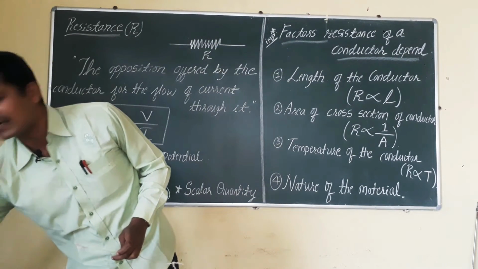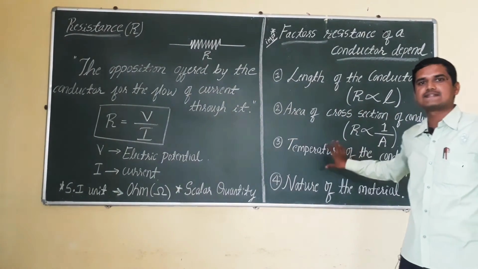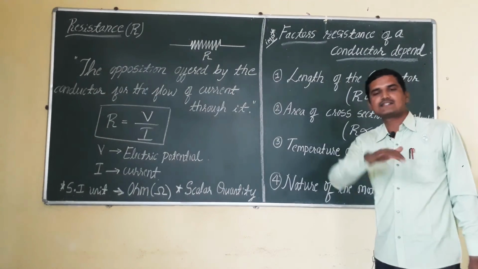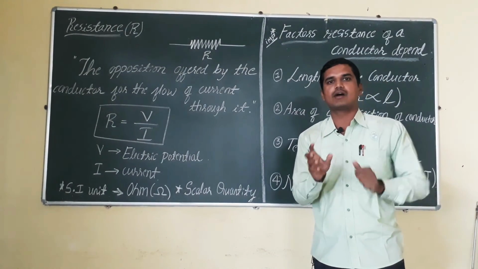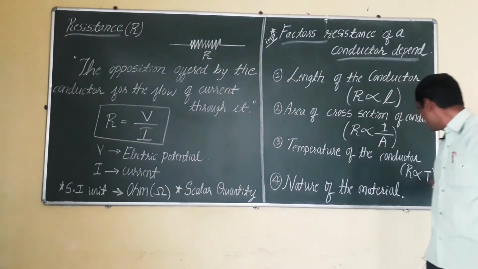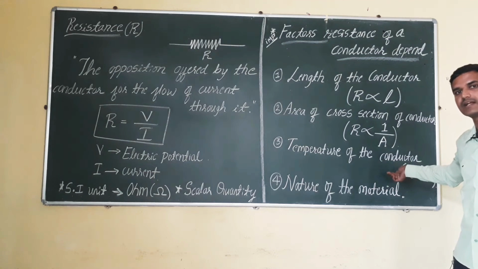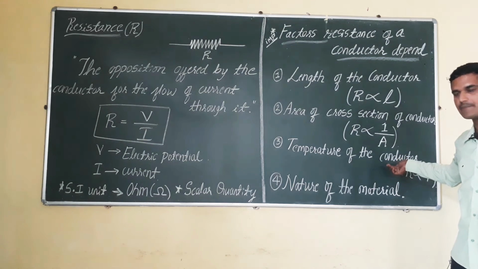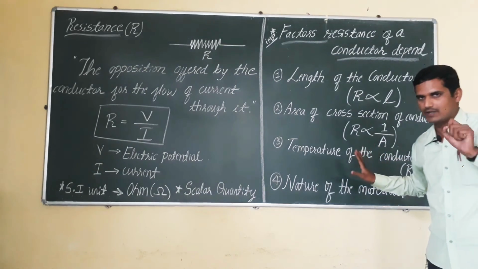And the third factor I will tell you is the temperature. Suppose there is a large amount of temperature in the atmosphere, or a large amount of temperature inside the wire also. At that time, what will happen? If you increase the temperature, the resistance of the conductor will also increase. And if there is less temperature, then the resistance will also be very, very less.